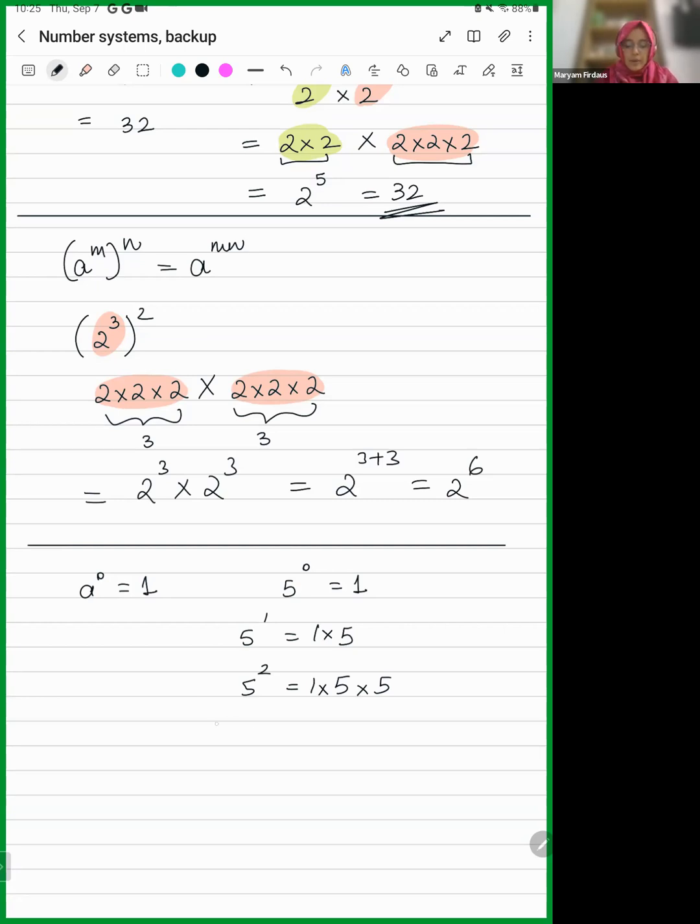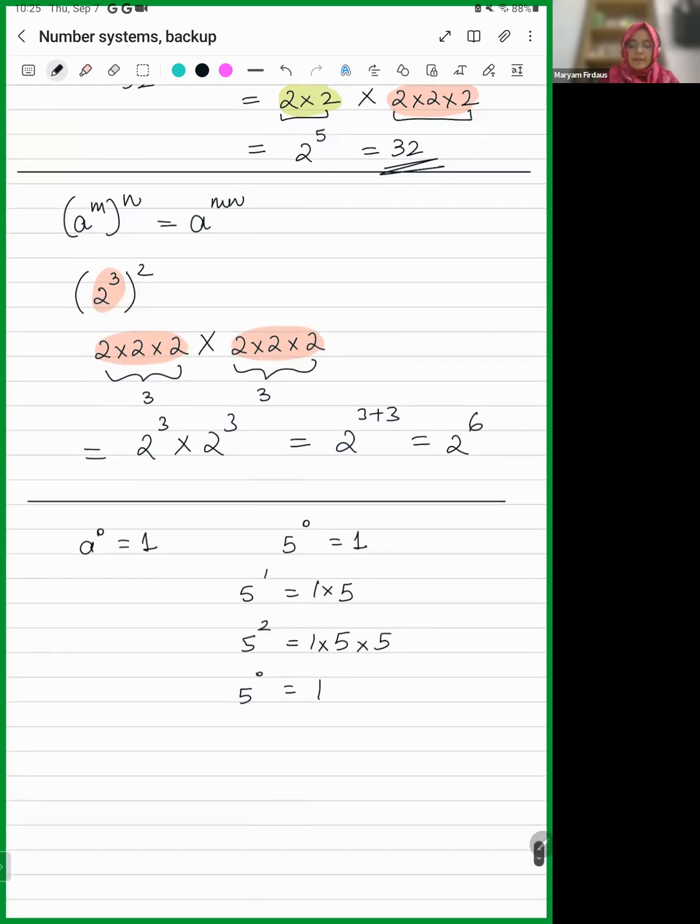So 5 to the power 0 will mean 1 into, that's it. Nothing. There's no 5 over here. Otherwise, it would become 5 to the power 1. But there's 5 to the power 0, which means 5 is coming 0 times, but there is already a 1 over here, right? That is why it becomes 1.